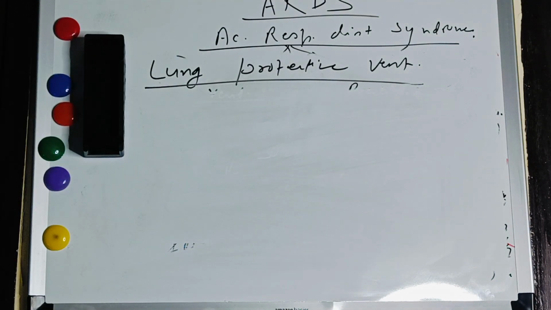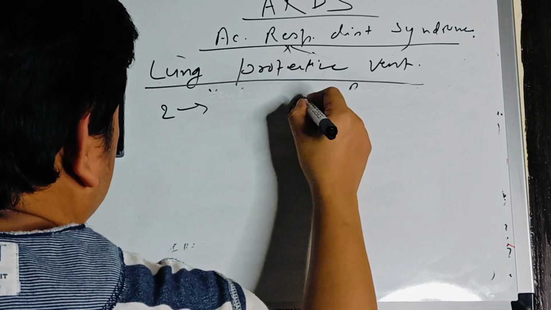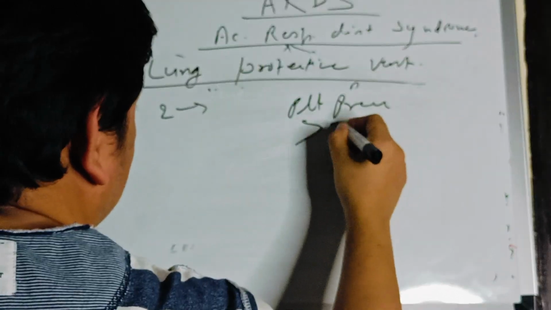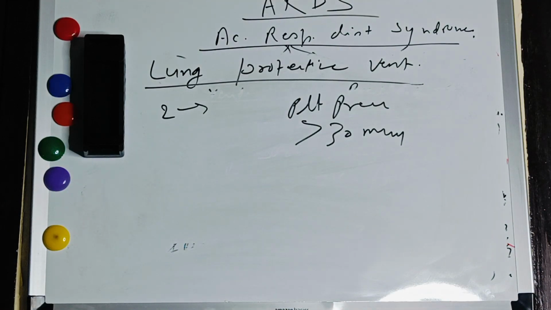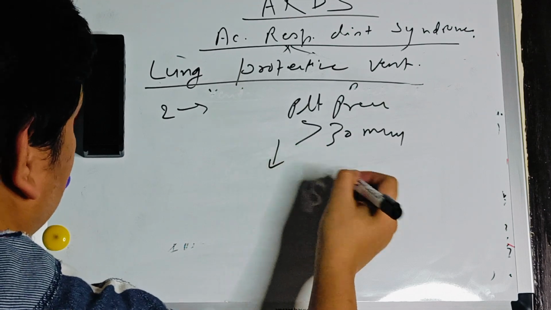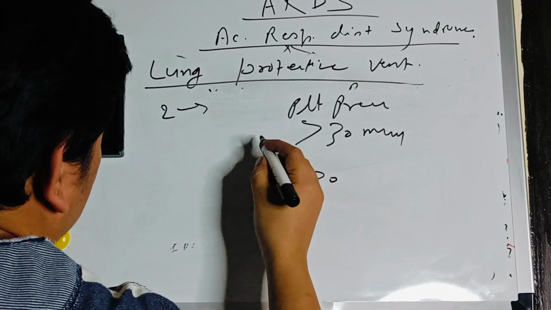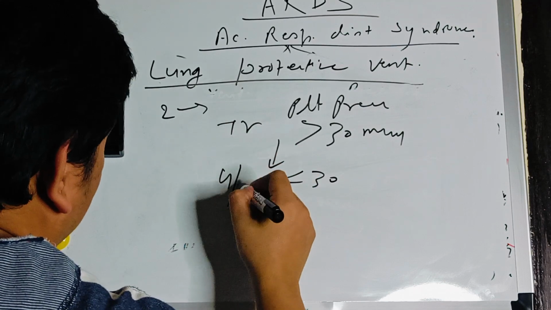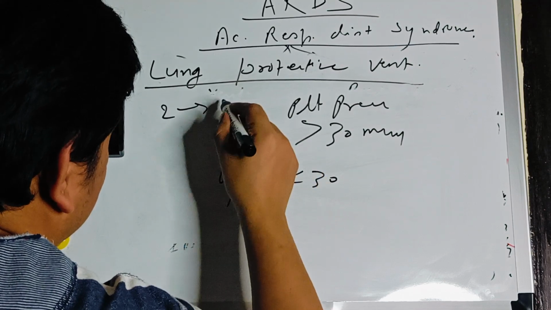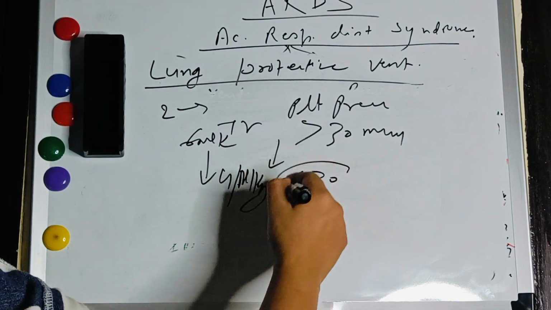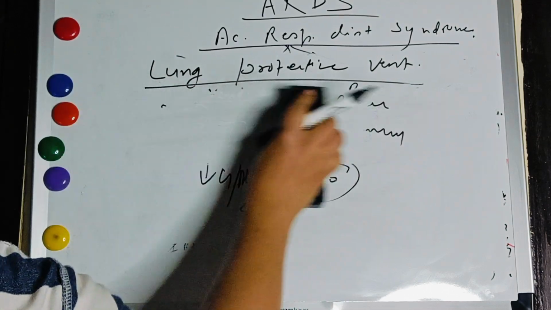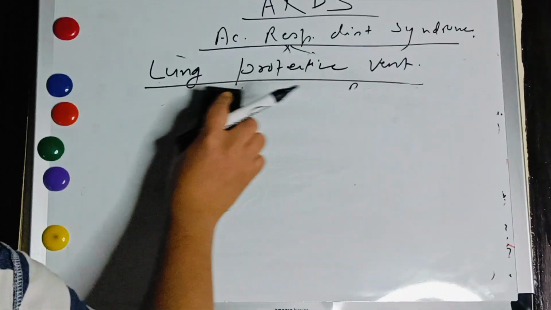But then the second step is we have to see the plateau pressure. If it is more than 30 centimeter of water, then we have to decrease the tidal volume by 1 ml per kg until the plateau pressure comes to less than 30. So tidal volume is further reduced, from 6 ml per kg body weight down to 4 ml per kg body weight, to maintain the plateau pressure below 30 centimeter of water. This is the second step.